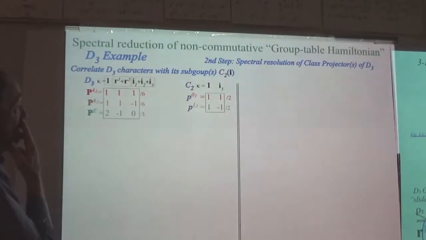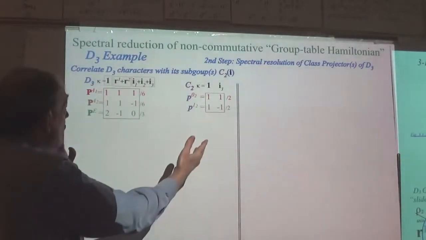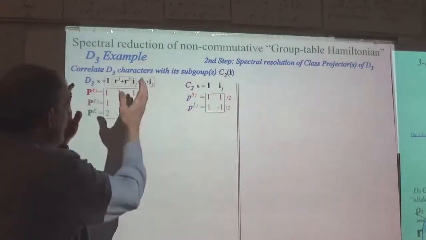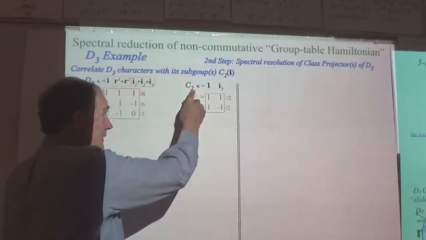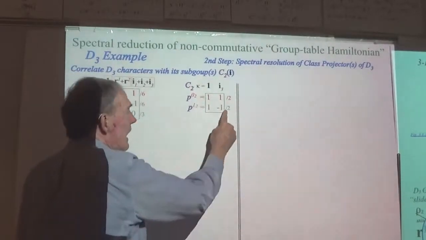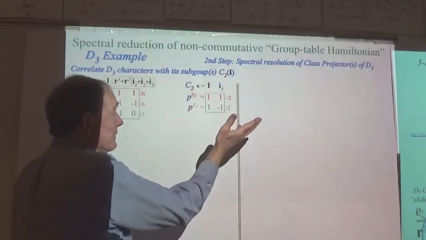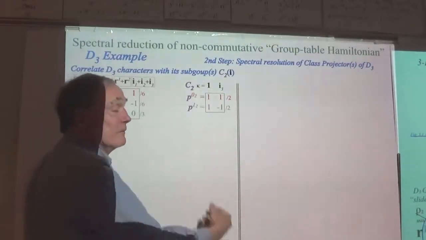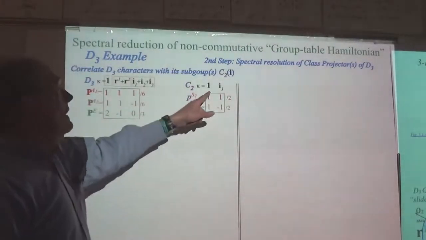Okay? Now what we have to do is square this thing up, that is, make a correlation with this table and the one we know and love from C2. C2's character table is just even and odd, 0 mod 2 and 1 mod 2 in binary notation. So this is your qubit table. Just for one element, I3.